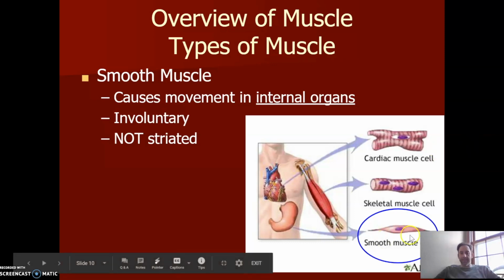And then it's not striated. You just look at it, it's smooth. So it still has those things called sarcomeres, but you can't see those sort of vertical lines down the middle. So it looks smoother, hence the name smooth.